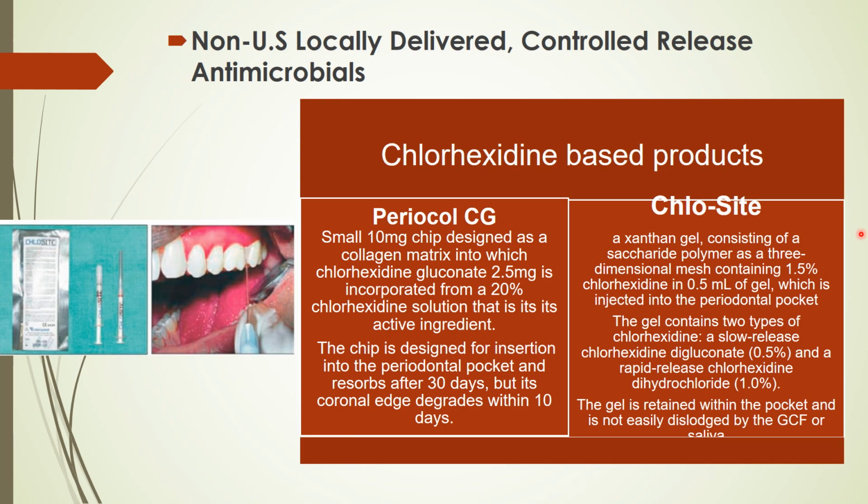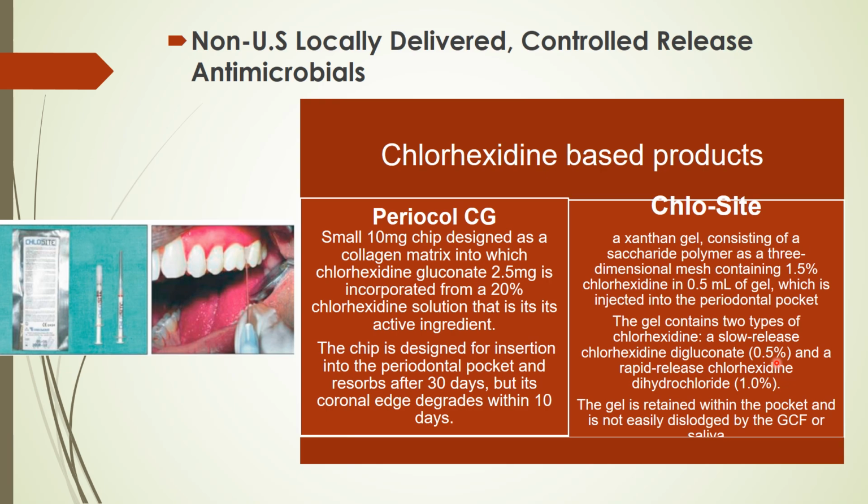Coming to Clorsite, which is a gel consisting of a saccharide polymer as a three-dimensional mesh, which contains 1.5 percentage of fluorescein in 0.5 ml of gel, which is injected into the periodontal pocket. This is sterilized by gamma radiation, and is individually packed for delivery in 0.25 pre-filled syringes with a blunt end. This gel contains two types of chlorhexidine: a slow release chlorhexidine, 0.5 percentage, and a rapid release chlorhexidine of 1 percentage.